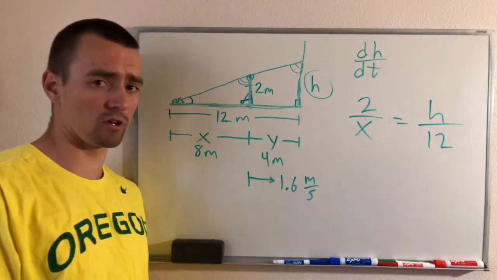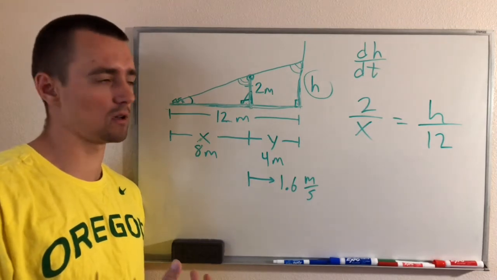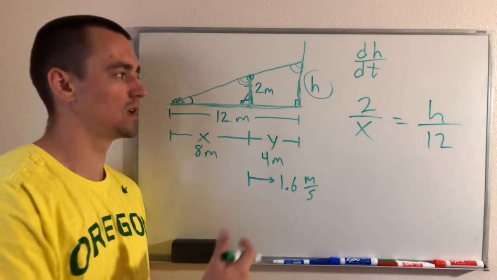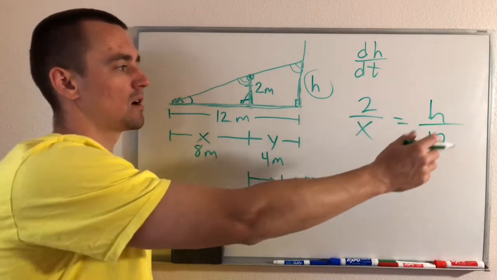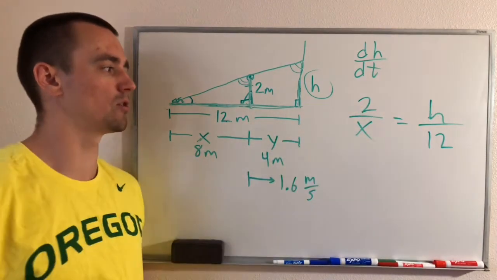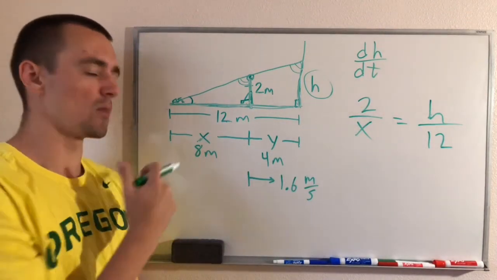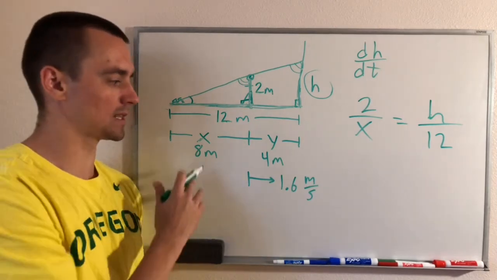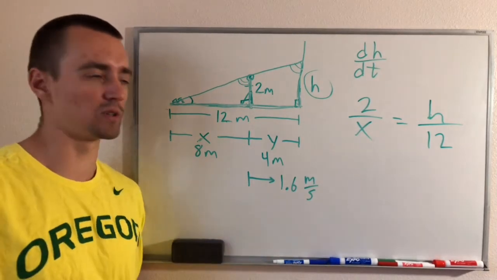Now, this is a perfectly good equation to use for this related rates problem because it has the thing we know has to be in there, and then it has the only other variable, x, which we know at the moment is 8 meters, and we also know at that moment it's increasing at a rate of 1.6 meters per second.